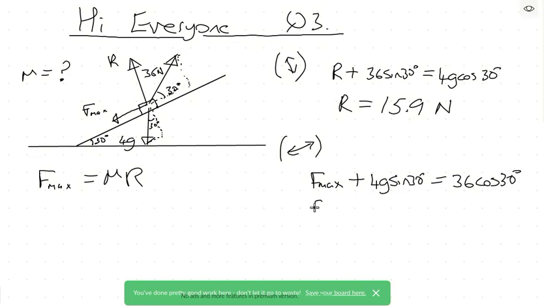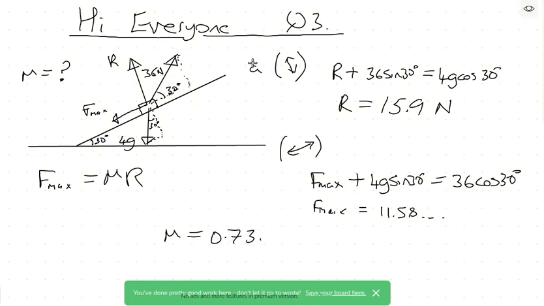And that allows me to find F max. And here F max is going to be 36 cos 30 minus 2 times 9.8. Let's just quickly work it out. I get 11.558 recurring. And so mu is going to be that divided by 15.9, and I'm getting 0.73 recurring. And so that's B done.